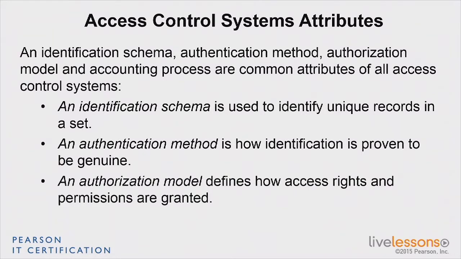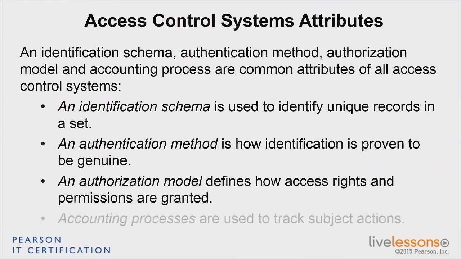An authorization model defines how access rights and permissions are granted. Now, that's going to be how access rights and permissions are granted to a subject that has been authenticated. So first we identify who they are. We authenticate them by verifying their identity, and then they become authorized, meaning that they have specific rights and permissions based on who they are. And lastly, the accounting process is used to track subject actions. That gives us accountability, the ability to trace actions back to a source.